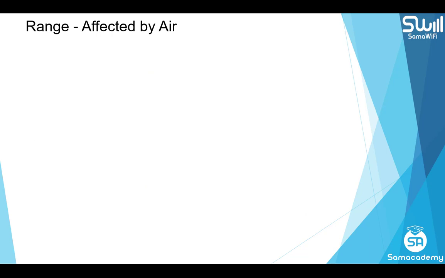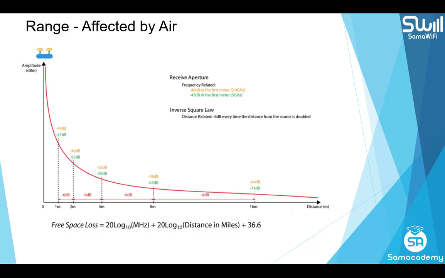An even simpler way to estimate free space path loss is called the 6 dB rule. The 6 dB rule states that doubling the distance will result in a loss of amplitude of 6 dB. You can see that on this image. We are going to do the math in order to demonstrate this.